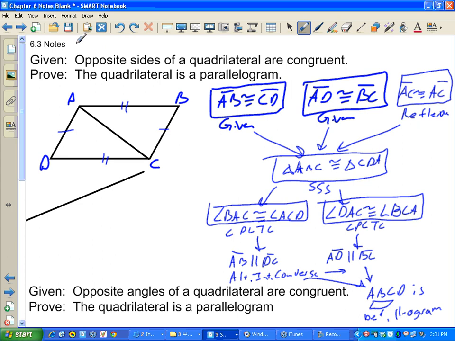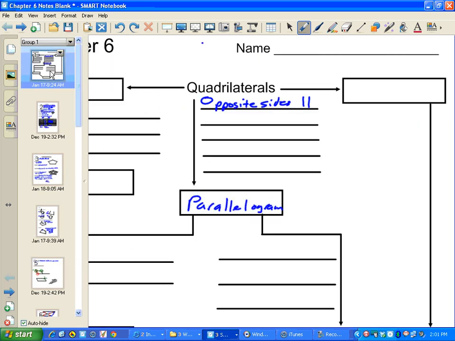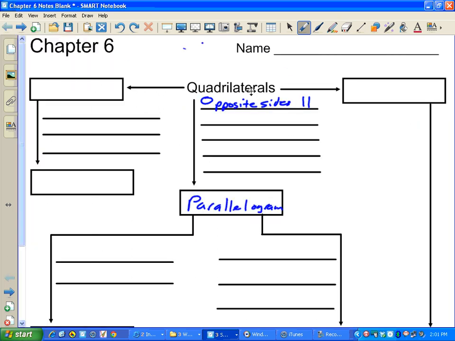All right, so this is one way to prove that a shape is a parallelogram. So on our front page, we're going to want to put that in. If I have a quadrilateral, one way to get that quadrilateral to be a parallelogram is if opposite sides are parallel. The next way we just figured out is if we can prove that opposite sides are congruent. So if I have a four-sided shape whose opposite sides are congruent, I know it's a parallelogram.